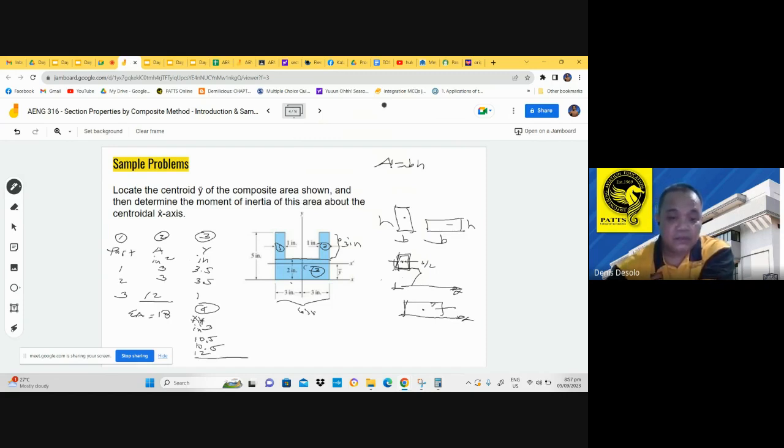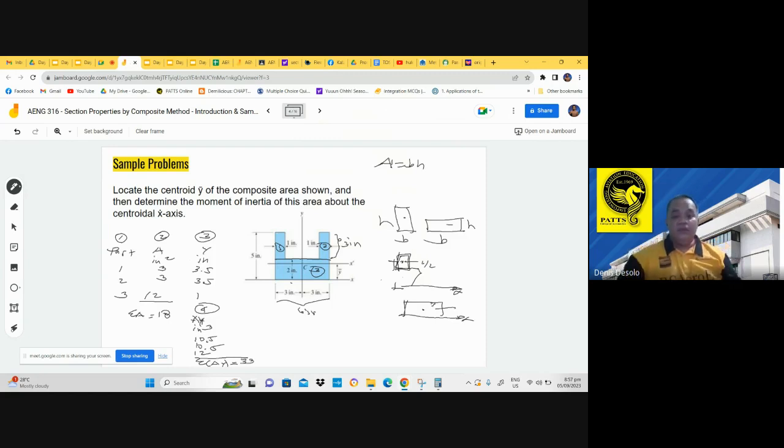Then we add all the parts. We will have the summation of the area and the y. So basically, we just add all of this. We will get, what's that? 10.5 plus 10.5, that's 21 plus 12, so that's 33.